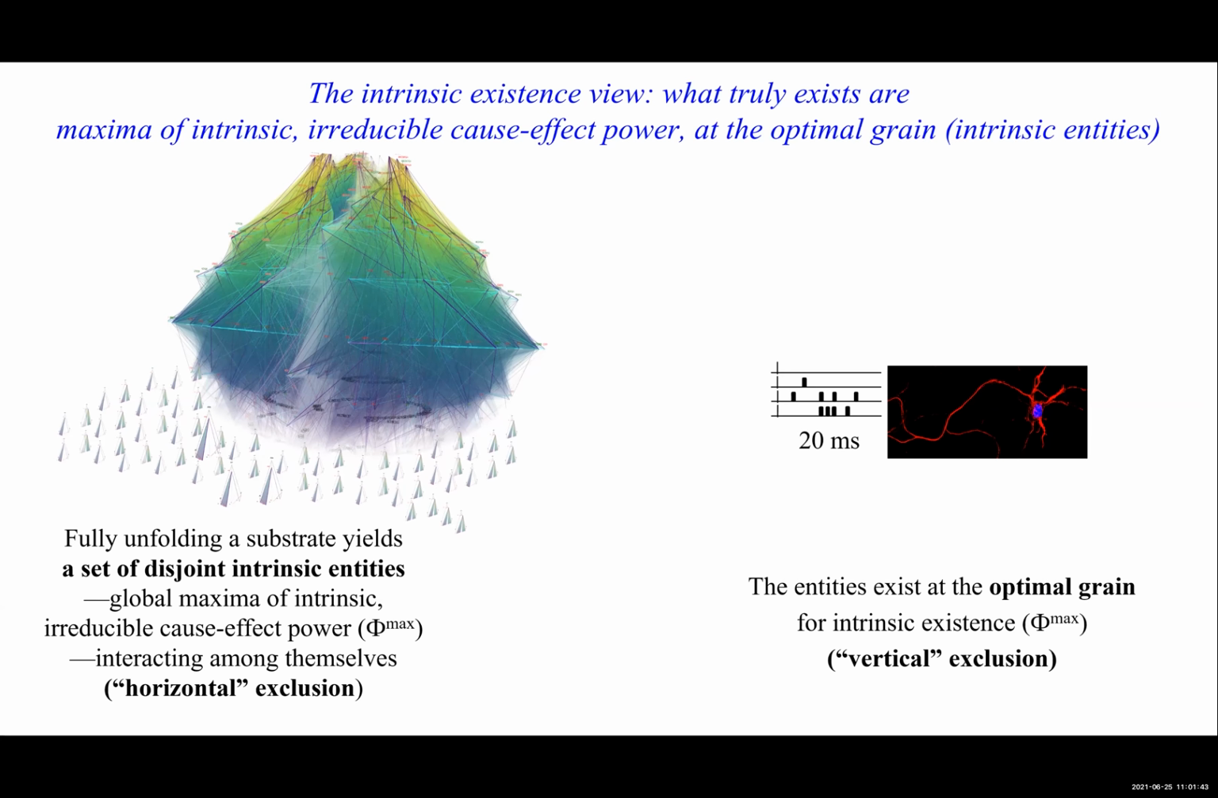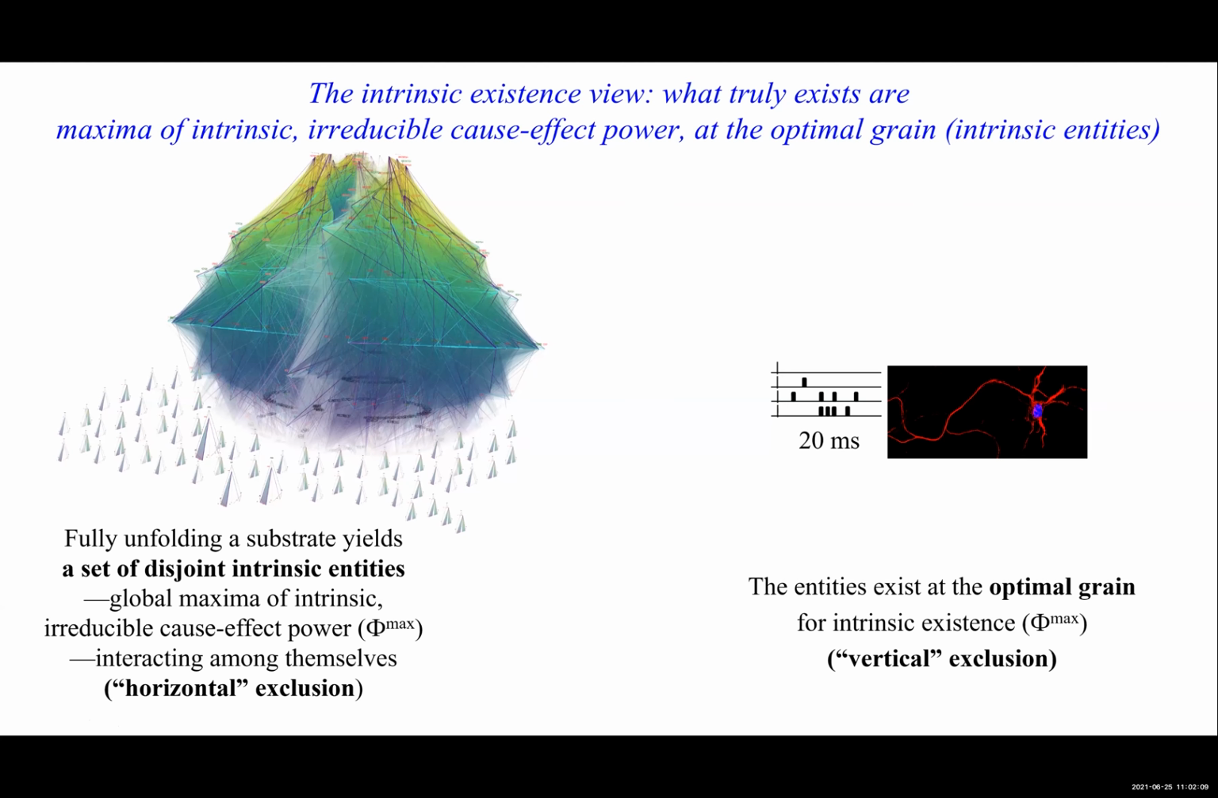What there truly is, if the IIT picture is correct, is a bunch of intrinsic entities, some very large, like our own consciousness, and some very small, like stuff that exists in cerebellum, prefrontal cortex, spinal cord, and everywhere else, so to speak, interacting among themselves. That's just exclusion in action, if you wish. It's called horizontal exclusion because you cannot have overlap between these intrinsic entities.